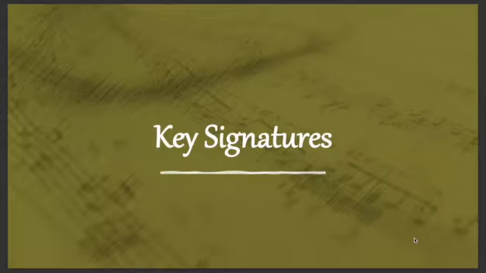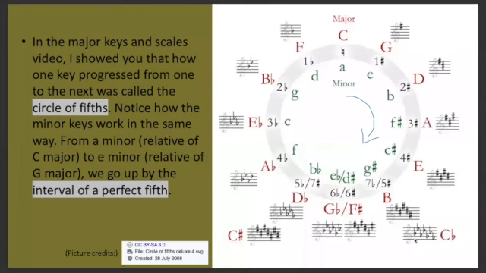Key signatures. I briefly spoke about this earlier at the very beginning. In the major keys and scales video, I showed you how one key progressed from one to the next, which was called the circle of fifths. Notice how the minor keys work in the same way, from A minor, which is the relative minor of C major, to E minor, which is the relative of G major, the next progressive scale. We go up by the interval of a perfect fifth.